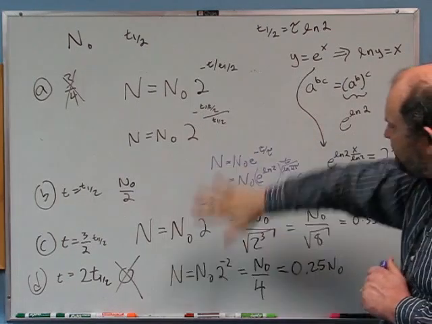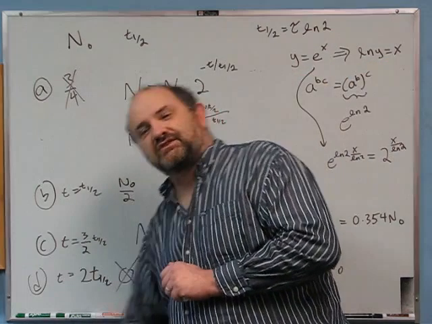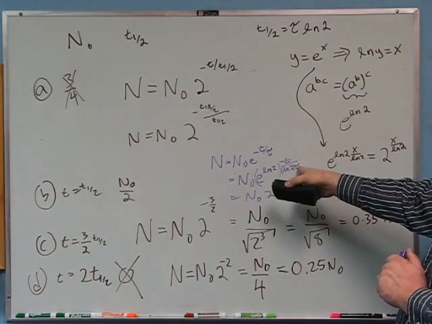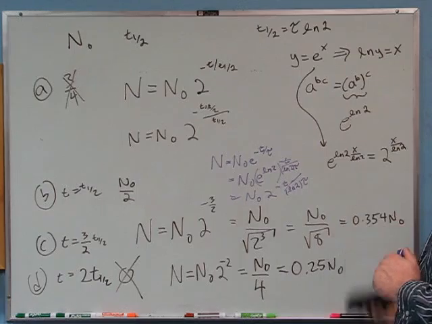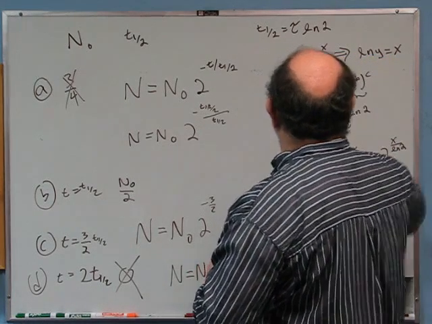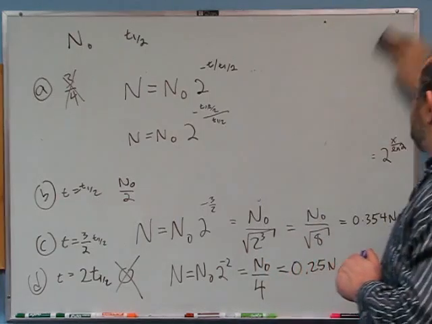So that's why this is really the same thing as this. And for the first four parts of this problem, it's actually easier to work with the 2. But I could have, by just calculating tau, since I know t1/2, I could have figured out what tau was and just used that.